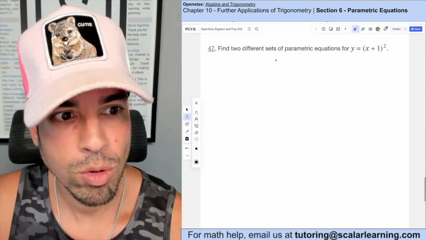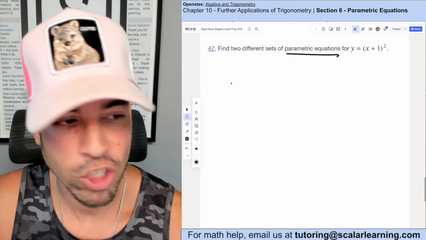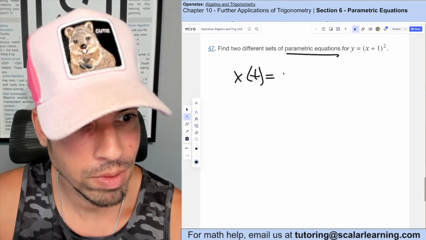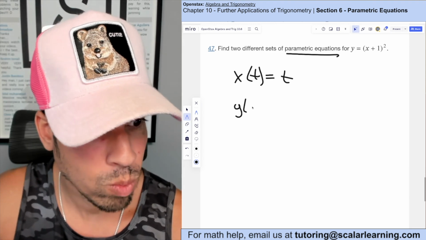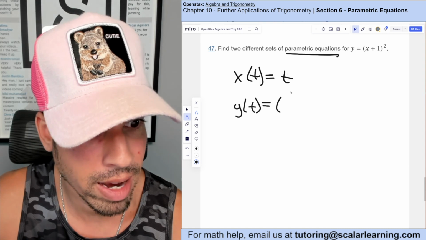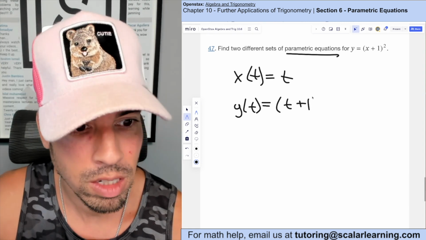Done. So for this one, we want two different sets of parametric equations. Obviously, the first one I'm going to do is the easy one. I'm just going to set x of t equal to t, and then y of t literally is the same, right? We're just replacing every instance of x with t, so it's now t plus 1 squared.